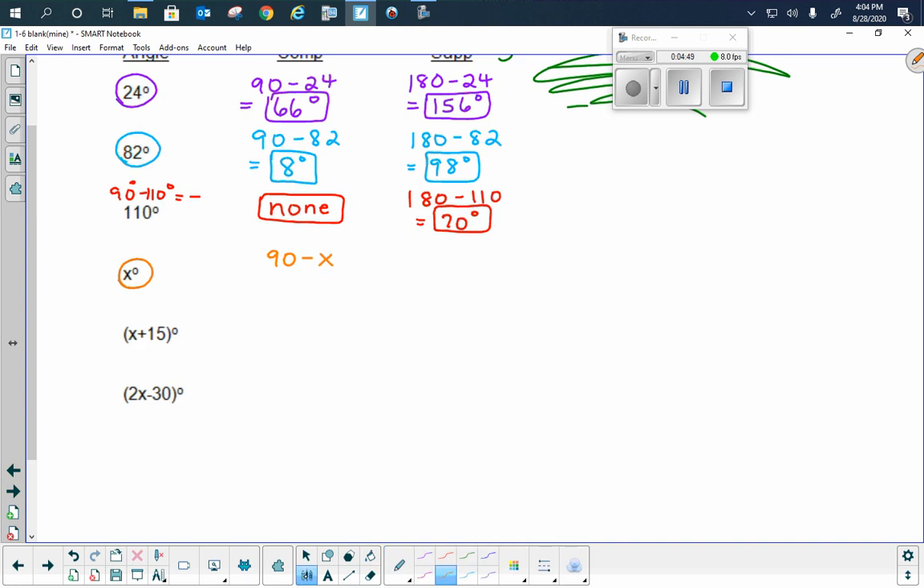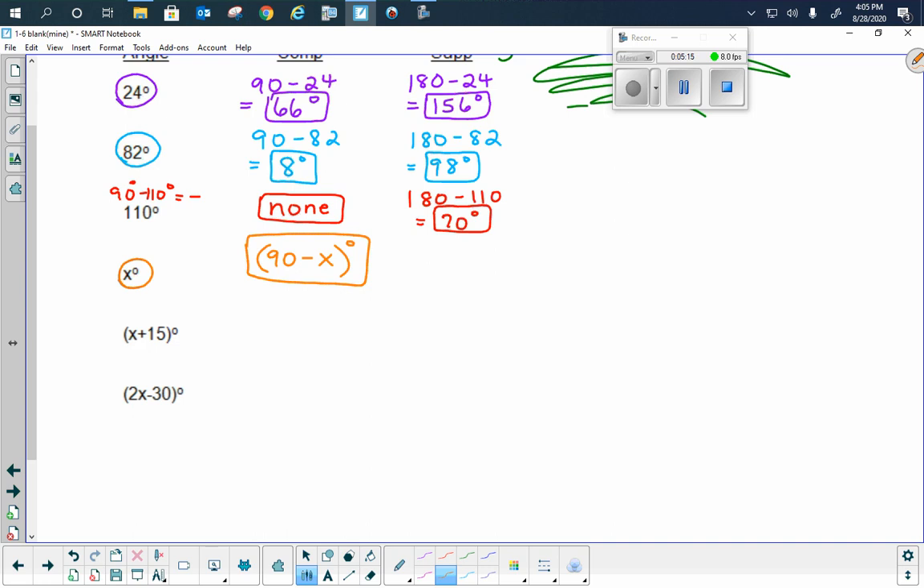Now at this point, you should be thinking, simplify that. Well, 90 and x are not like terms, so that is as simplified as it can be. And so you just need to tell me that expression would be in degrees. So you put that expression in parentheses and put your degree on the outside. That would be what you would write for its complement.